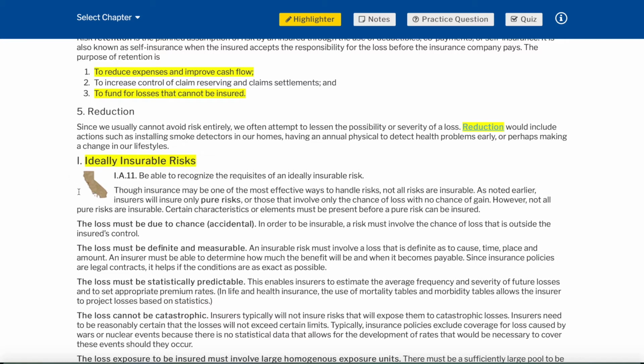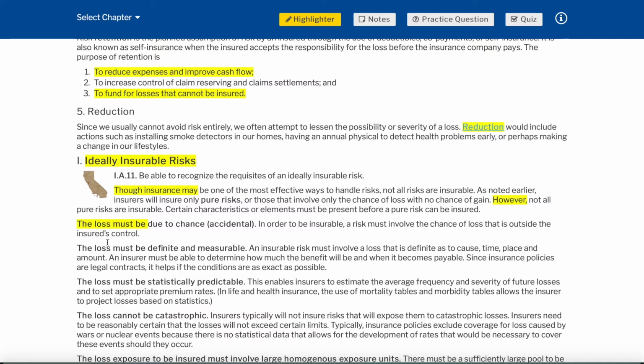Ideally insurable risks. 11. Be able to recognize the requisites of an ideally insurable risk. Though insurance may be one of the most effective ways to handle risks, not all risks are insurable. As noted earlier, insurers will insure only pure risks, or those that involve only the chance of loss with no chance of gain. However, not all pure risks are insurable. Certain characteristics or elements must be present before a pure risk can be insured.